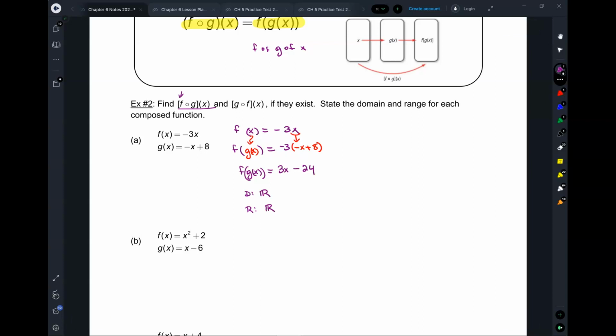Is it a quick one? Yeah. Okay. So wait, isn't this just like y equals mx plus b? This particular one ended up as a linear function, yes.